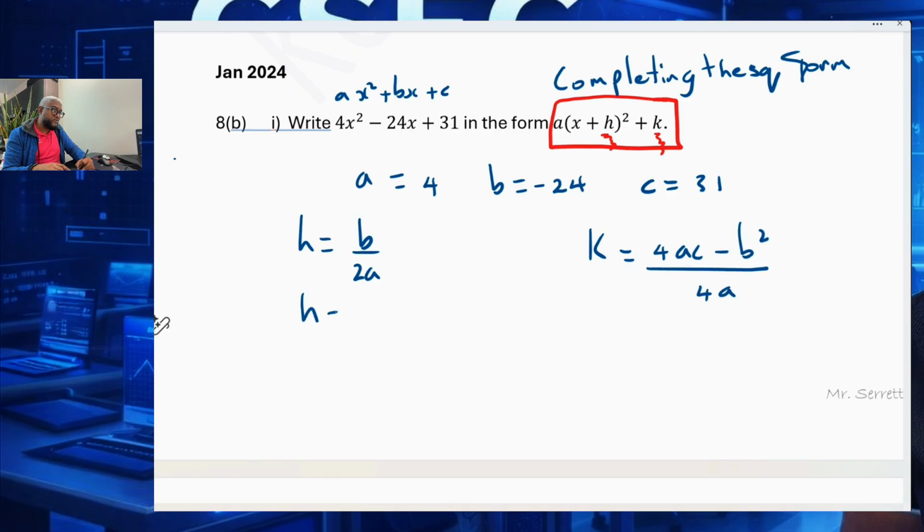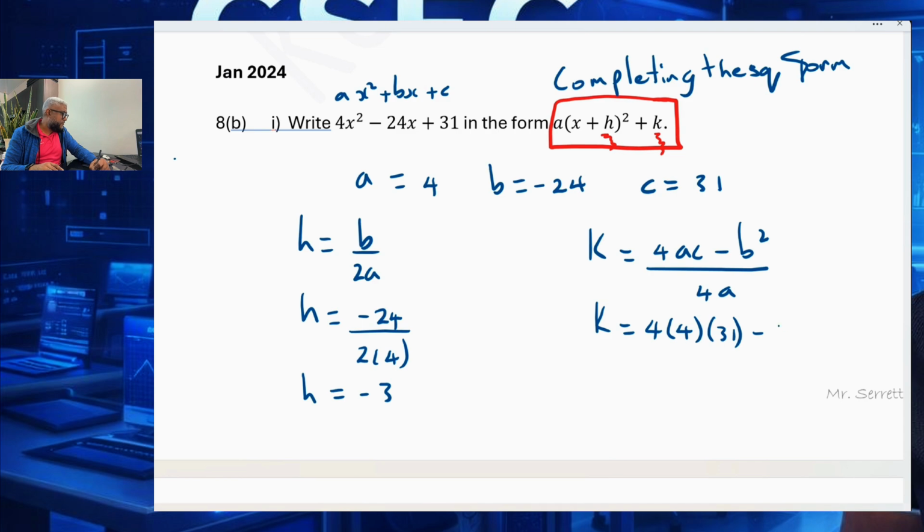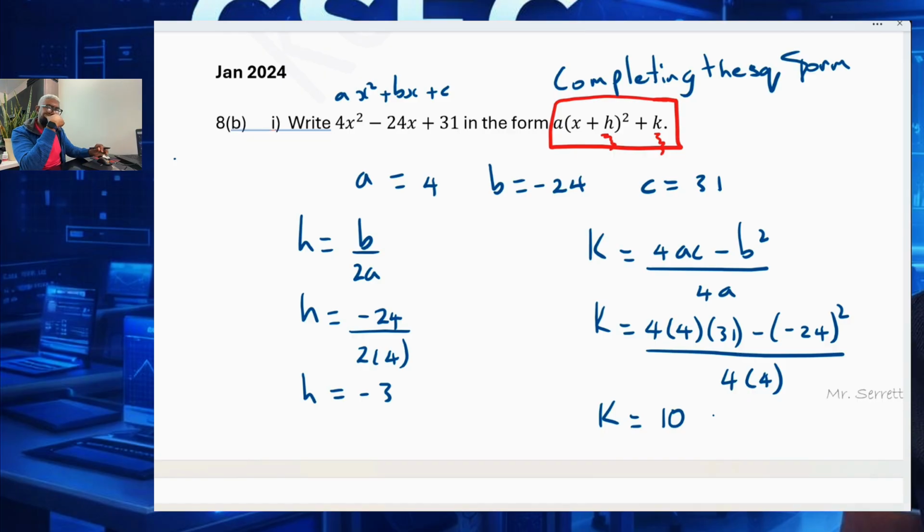h should be equal to -24 over 2 by 4. 2 fours are what? 8. 8 into -24 is -3. k would be equal to 4 by 4 by 31 minus -24 squared all over 4 by 4. k would be equal to, what's the numerator? Something looking wrong here. So -80 over 16, and the answer is -5.